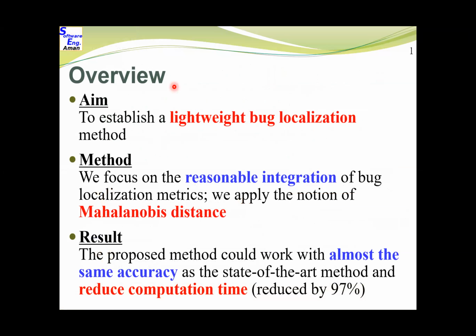This is the overview of the presentation. The aim is to establish a lightweight bug localization method. As a method, we focus on the reasonable integration of bug localization metrics, and we apply the notion of Mahalanobis distance. As a result, the proposed method could work with almost the same accuracy as the state-of-the-art method and reduced computation time.